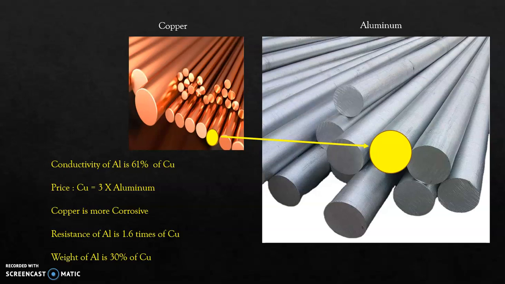When we assume we are going to use the conductor for transmission purposes, we expect it to last for a long life span. So because of all these economical factors as well as the weight and corrosion resistance factors, aluminum is chosen over copper. So that is why everywhere for transmission lines, aluminum is preferred.